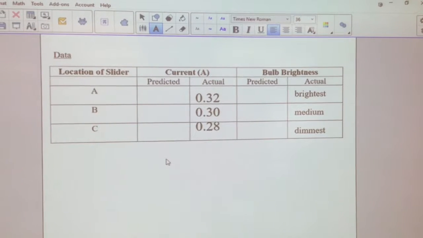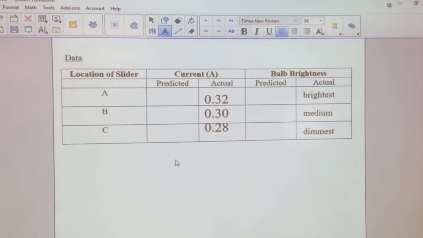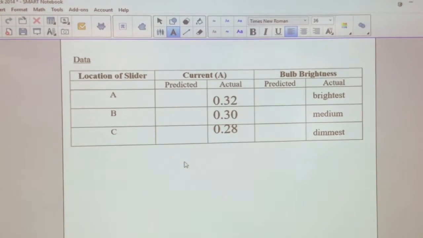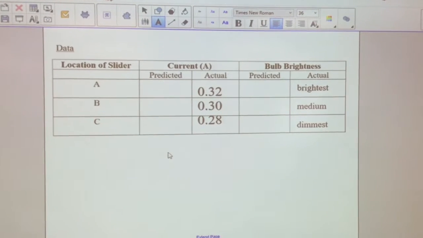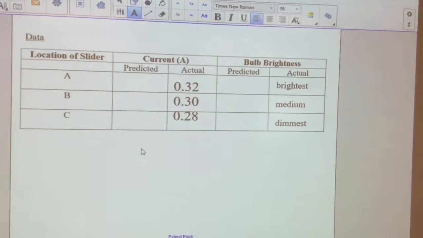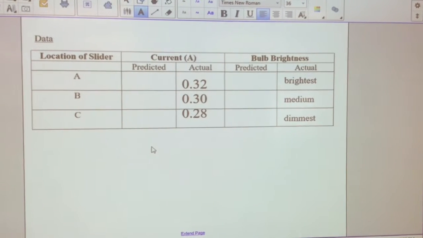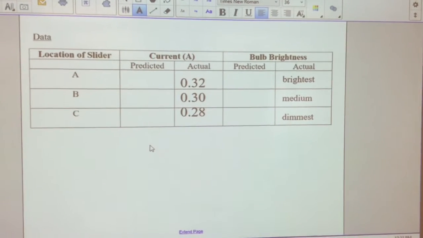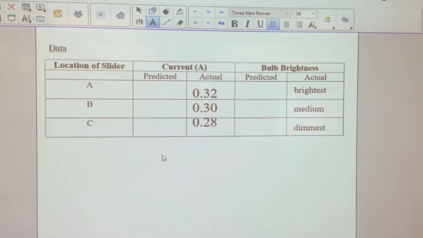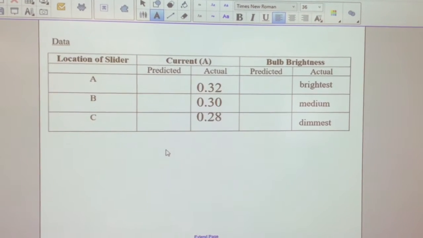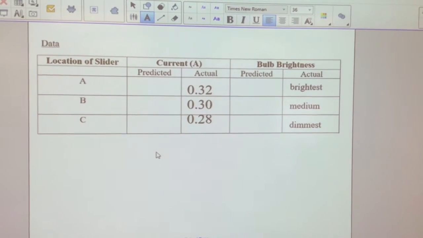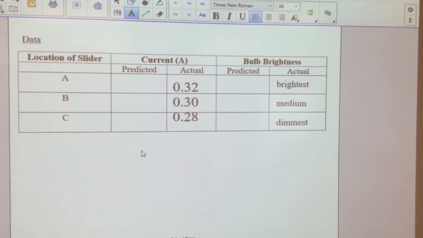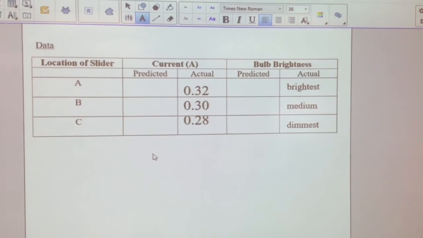Here is the data table that shows what happened in the experiment. In position A, where it wasn't going through the rheostat or the nichrome wire at all, the current was 0.32 amps, and the bulb was the brightest at that point. Position B was when the rheostat was in the middle position, so it goes through half the coil. The current was 0.30 amps, and it was medium brightness. And finally in position C, where the current goes through the whole coil of the rheostat, adding the most resistance to the circuit, the current dropped to 0.28 amps, and the bulb was the dimmest. So now you'll be able to flip that sheet over and answer the questions on the back. Thank you.